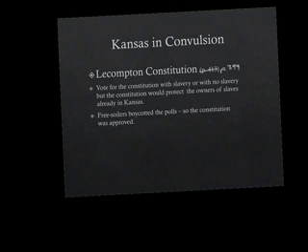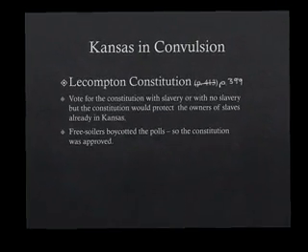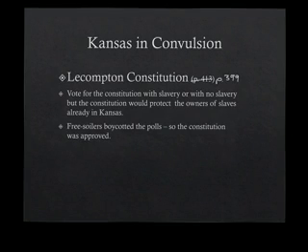Spend some time looking at the Lecompton Constitution and the controversy where the vote for the Constitution was with slavery or with no slavery, but the Constitution would protect the owners that already had slavery, all 2 of them. Free soilers boycotted the polls. The Constitution was approved. For a while there, you had 2 capitals in Kansas, and so with bleeding Kansas and the events leading up to the Civil War, everything was focused on slavery.